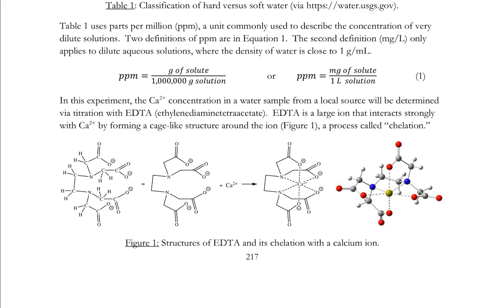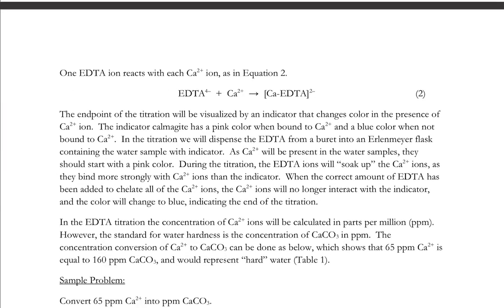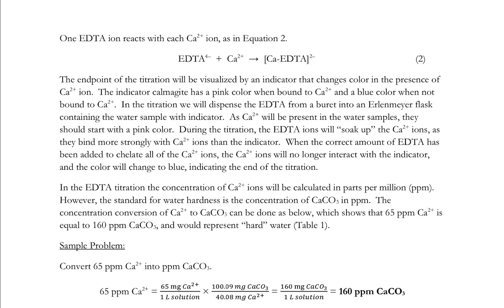So when that EDTA, it's a big complex ion there we see, combines with the calcium, it actually surrounds it by making 6 bonds from the EDTA to the calcium ion, and that is how it reacts with it. Here is our reaction between EDTA and the calcium ions. EDTA 4- plus Ca2+ yields CaEDTA with an overall 2- charge. And we see that the EDTA and the calcium ions are on a 1-to-1 mole ratio.